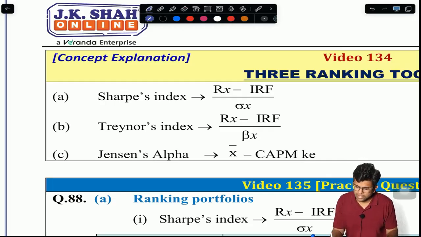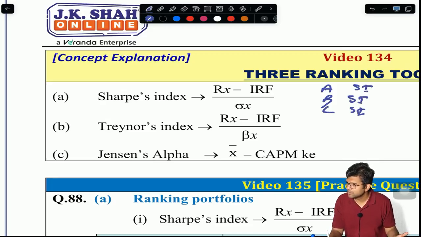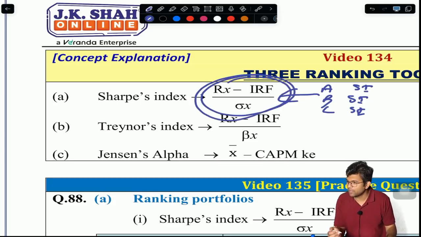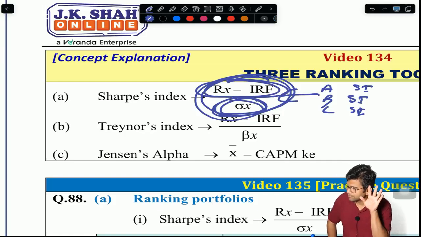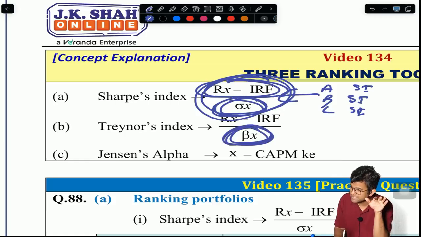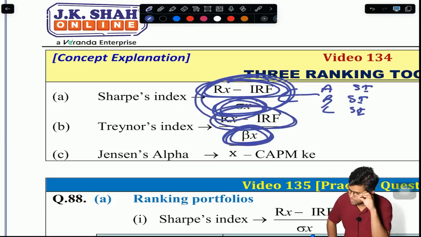So let's say there are 3 portfolios given. Calculate Sharpe's index for all 3 portfolios. And then whichever one gives the highest is rank 1, then 2, then 3. You understood now why we are ranking as per this. For every 1 unit of risk, how much premium you are giving, that is the ratio. For every 1 unit of systematic risk, how much premium you are giving, that is the ratio. Everyone clear?